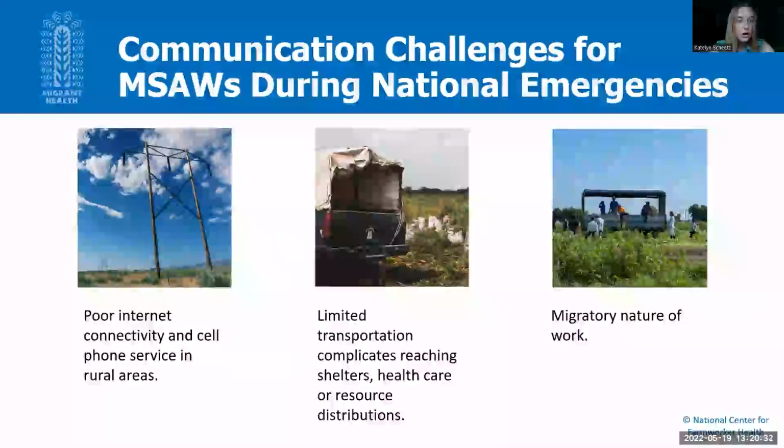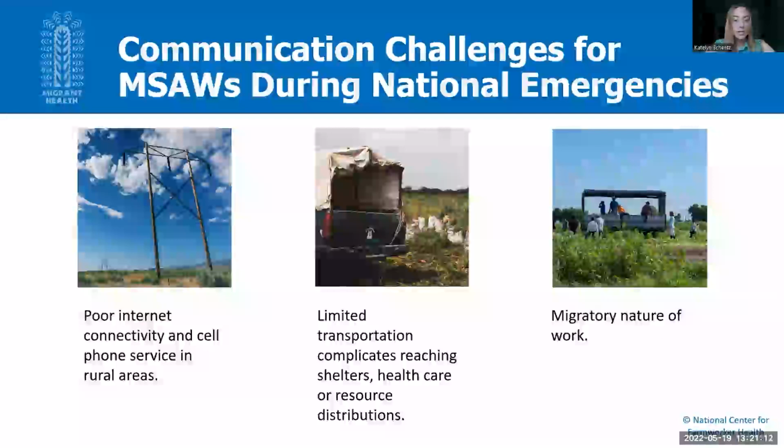So why is it so hard to have clear, consistent communication with farm workers during national emergencies? Well, for one, many farm workers live and work in very rural areas where there's poor internet access and cell phone service. I'm sure if you've ever done outreach to farm worker work sites or camps, you may have noticed that you didn't have great cell phone service. Well, that is an issue that can affect farm workers all the time, not just on one outreach date, right? And that is included even in an emergency. It can definitely complicate receiving messages.